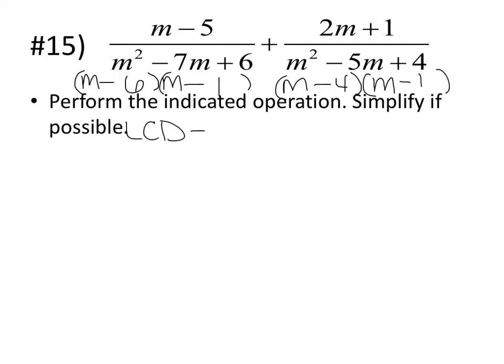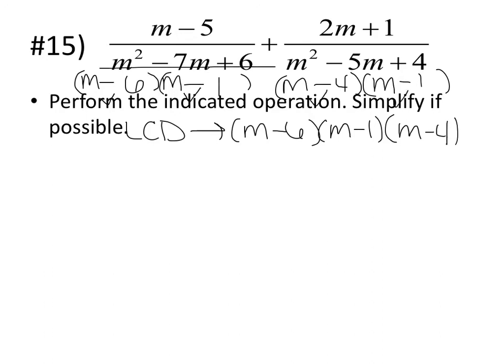So I want my LCD. I need an m minus 6, check that off. I need an m minus 1, check that off. I need an m minus 4, check that off. And then I need an m minus 1, which I already have. So I'm going to write everything over my new common denominator.